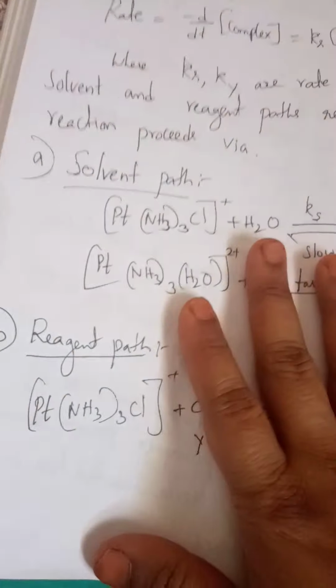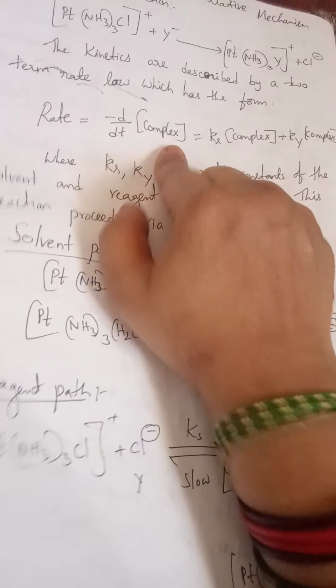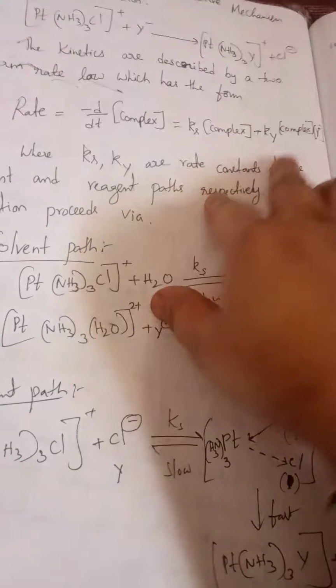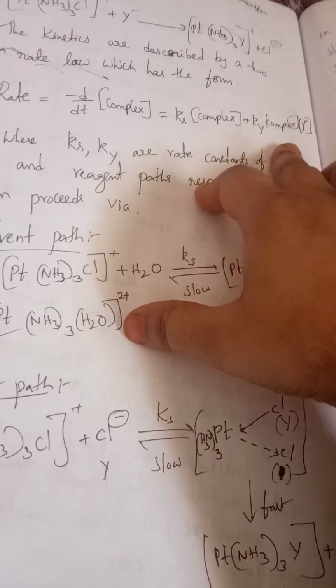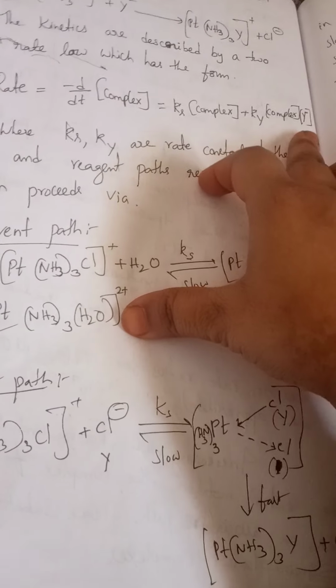So the overall rate is minus d by dt of complex concentration, equal to Ks times complex concentration plus Ky times complex concentration times Y minus. Okay, so it is nothing but Ky.